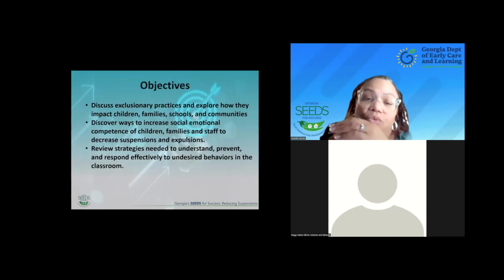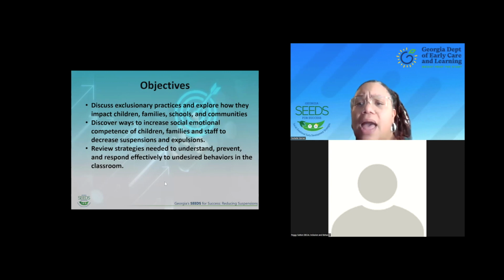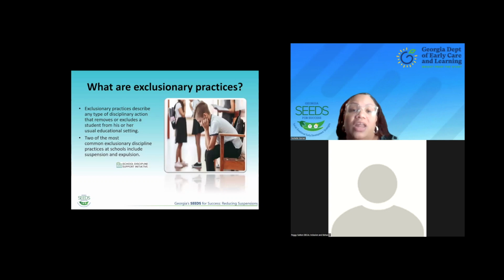So in today's session, we're going to discuss exclusionary practices and explore how they impact children, families, schools, and communities. We're going to discover ways to increase social emotional competence of children, families, and staff to decrease suspensions and expulsions. We're also going to review strategies needed to understand, prevent, and respond effectively to undesired behaviors in the classroom. To get us started, we first need to define exclusionary practices.